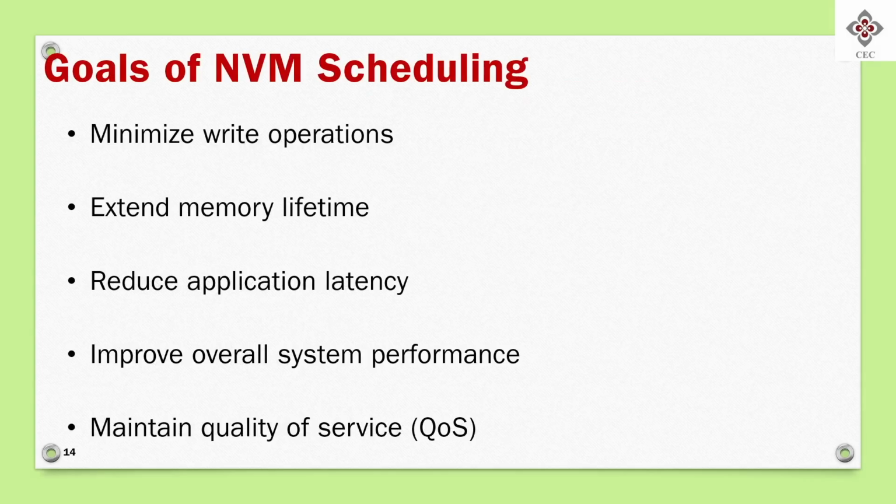The goal of NVM scheduling is to minimize write operations, because writing is not favorable for NVM: the circuitry will get affected. The aims are extended memory lifetime and reduced application latency. Of course, our ultimate objective is to increase the speed of execution for the respective application which is running, improve overall system performance, and maintain QoS, quality of service.